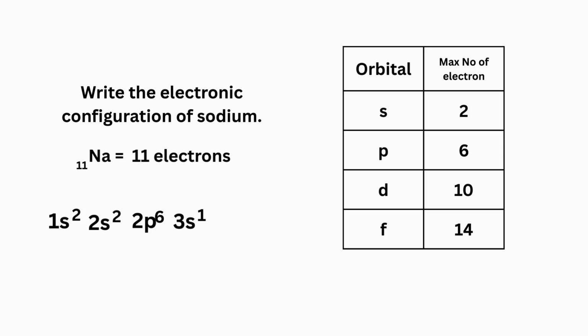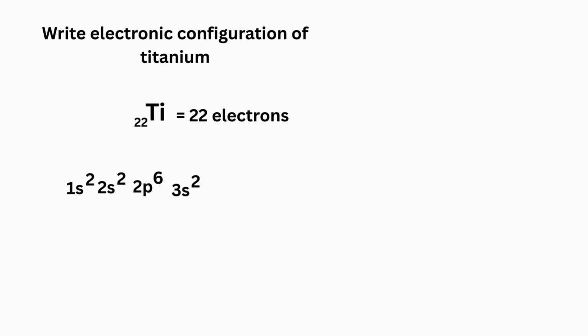Let's take another example. Write the electronic configuration of titanium. Titanium has an atomic number of 22, so it has 22 electrons. Using Aufbau's principle, the electronic configuration will look like this: 1s2, 2s2, 2p6, 3s2, 3p6.